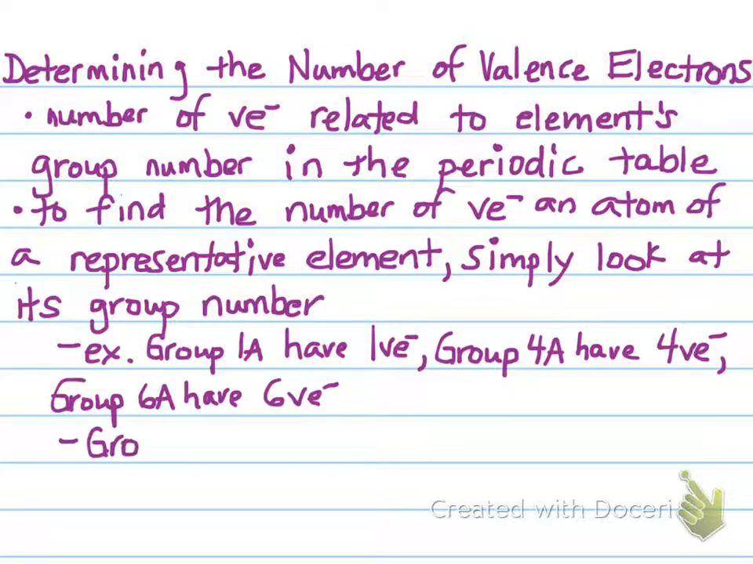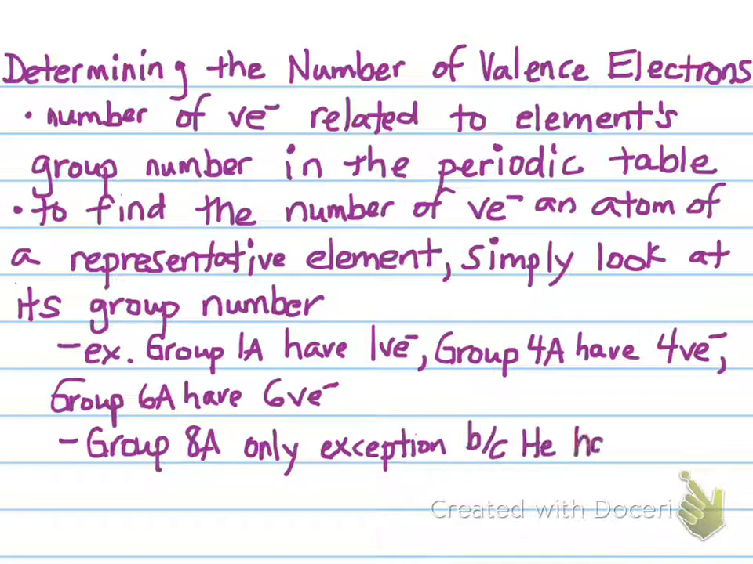Group 8A, the noble gases, are the only exception, and there's really just one exception, because helium only has 2 valence electrons. And remember, that's because helium is in the first period of the periodic table where you're in the first energy level. You only can have one sublevel, which is the S sublevel, which only has one orbital that holds 2 electrons. Okay?